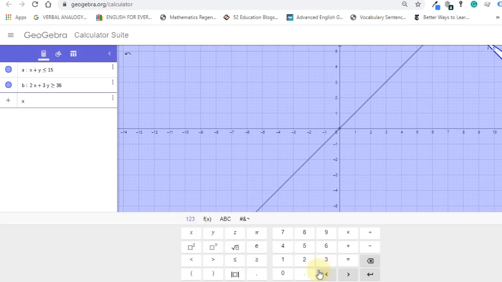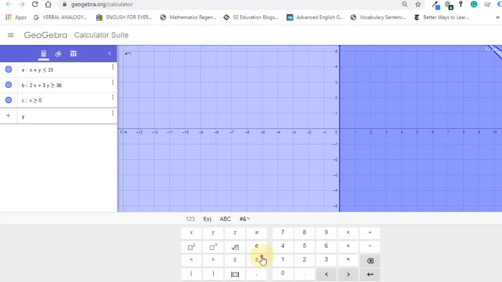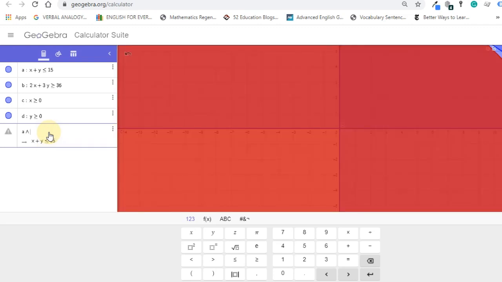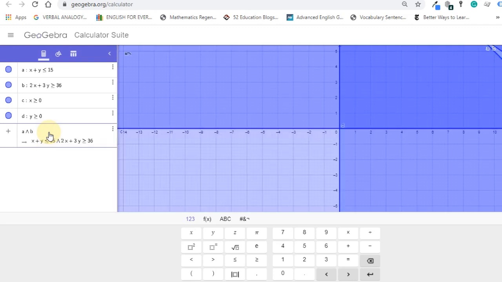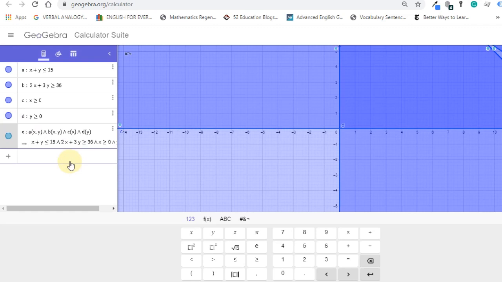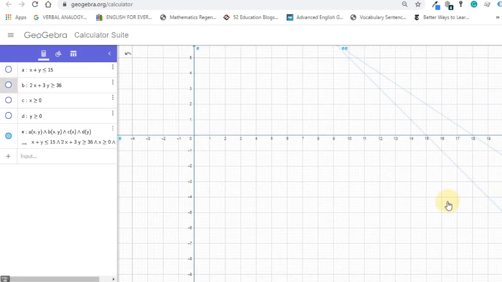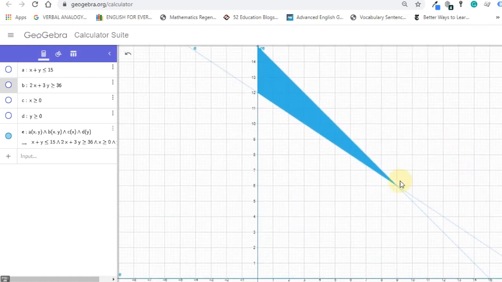And of course, x greater than or equal to 0, y greater than or equal to 0. And then again, I have A double ampersand B double ampersand C double ampersand D. Then I will hide this so that we can only see the region. Let us drag. There you go.